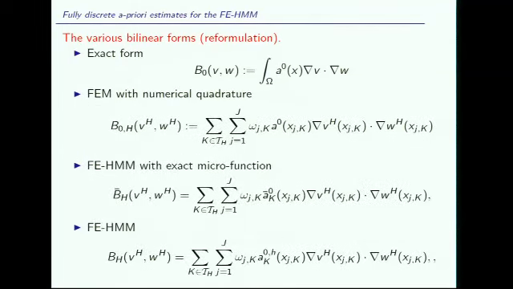Okay, so now I can rewrite again my bilinear form. I have here again the bilinear form with numerical quadrature for the homogenized solution, the FEHMM with exact microfunction. Now it looks very similar to that, okay? Just the tensor now is of course different. And again here we have the fully discrete. We see that it is a FEM with numerical quadrature, and we have some approximation of data here, of course, okay? So here now the micro calculation and the micro function comes into that tensor here, okay?